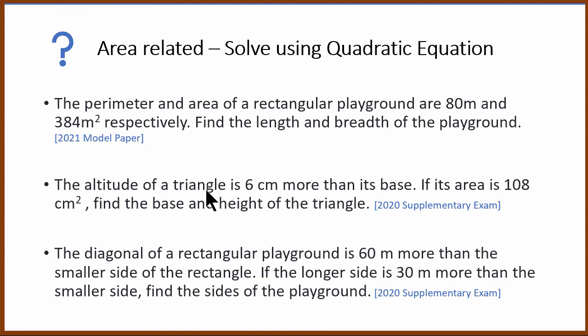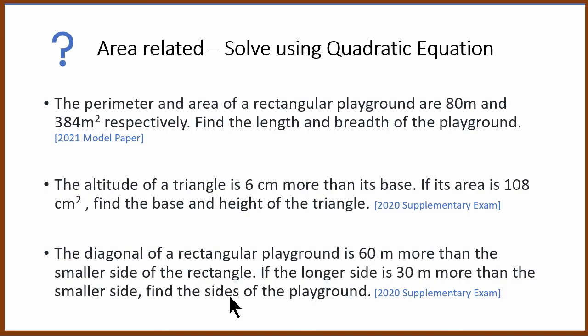It doesn't have to be rectangle, it can even be triangle. And in the case of triangle, they've given a relationship between altitude and the base, and then they've asked you to find them given the area. So it can even be diagonal. In this case, they've given a diagonal of a playground and the relationship between diagonal and the smaller side, and then you're supposed to find the sides of the playground.